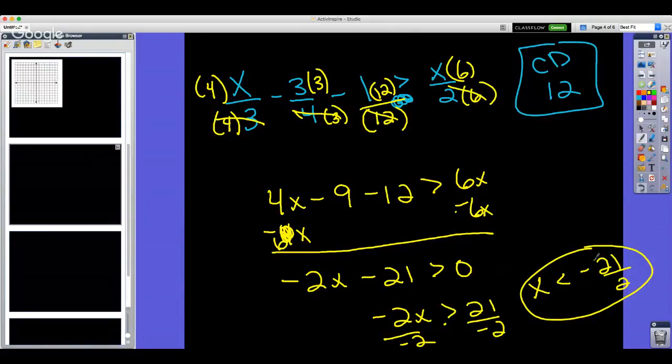All right? Good. So this is saying what? x is what? Less than negative 21 over 2, okay? So if x is less than negative 21 over 2, what would be the furthest left this would go?